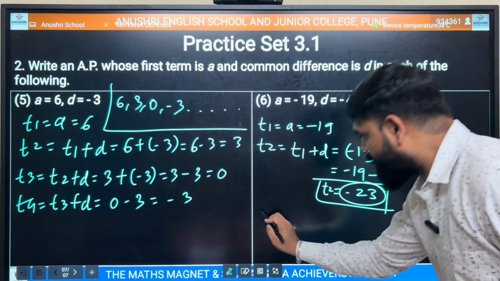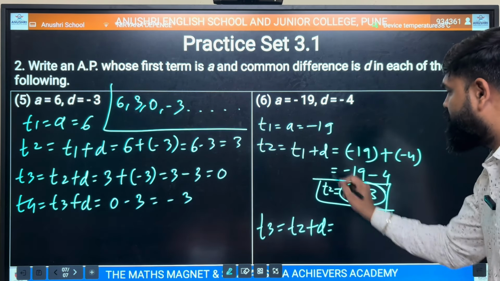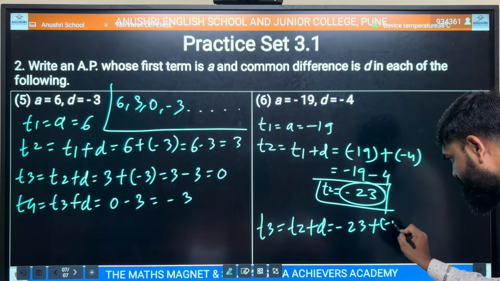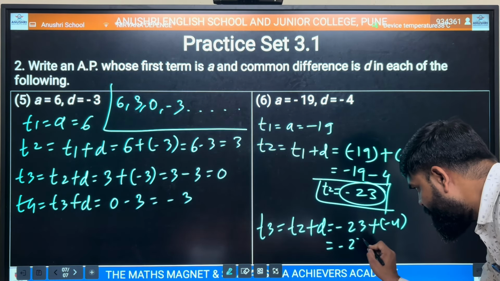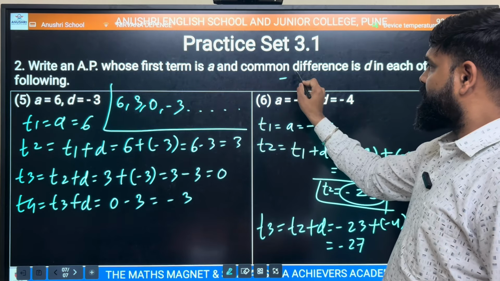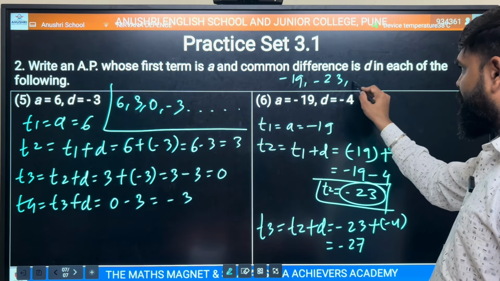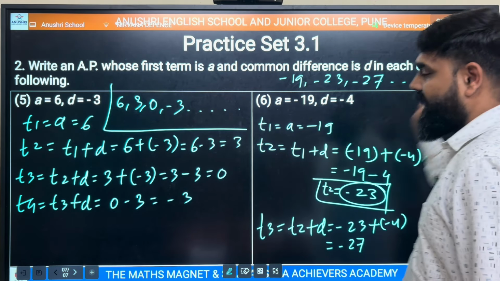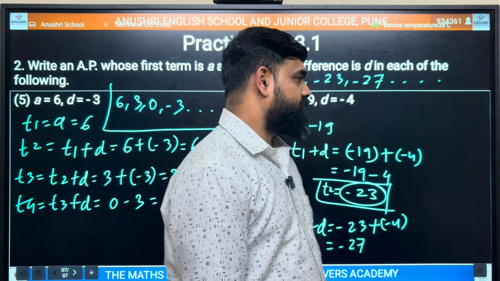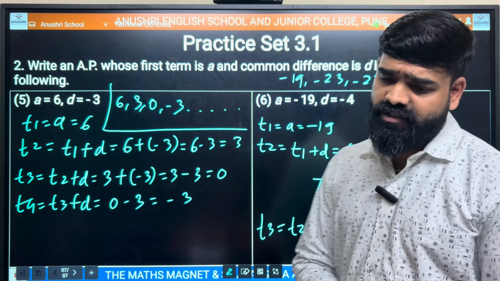Now let us find T3. T2 plus D. T2 is minus 23 plus D is minus 4. So we got minus 27. Now we can write an AP. First term is minus 19, second term is minus 23, third term is minus 27, and likewise we can find the further terms. Okay, so this was the second question. We have finished the second question.